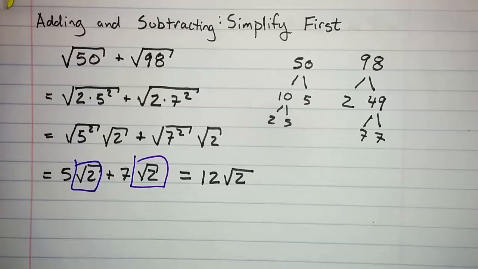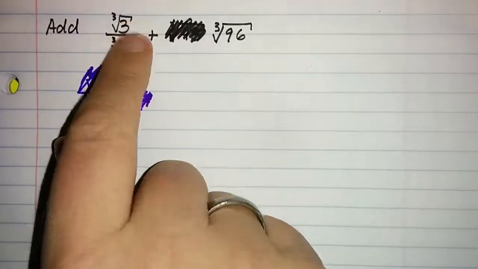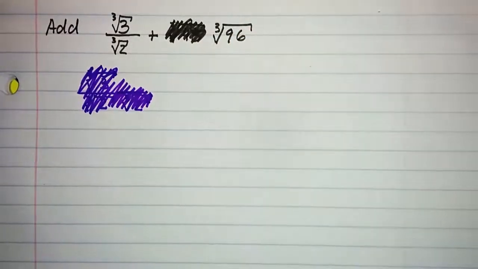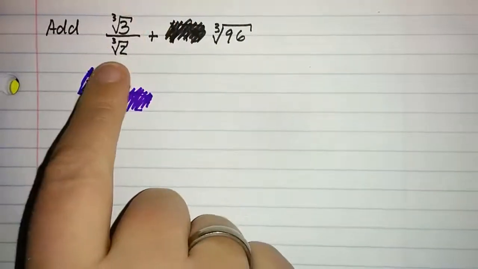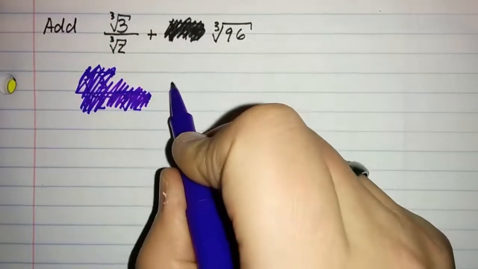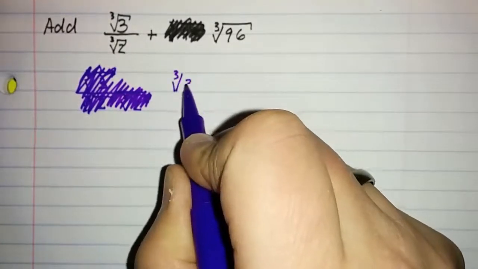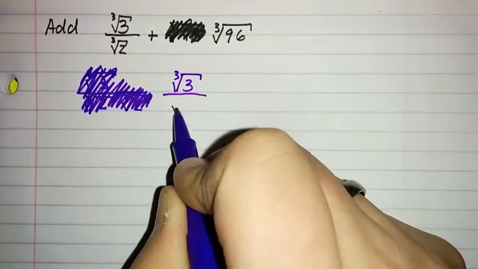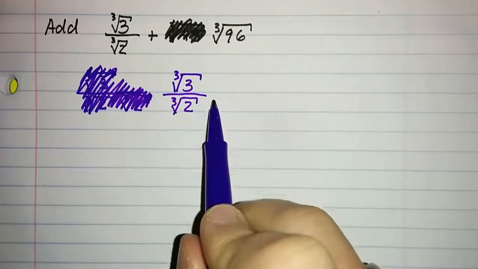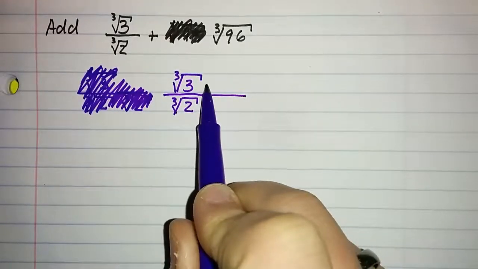Let's see another example. Let's say we want to add cube root 3 over cube root 2 plus cube root 96. These definitely don't look like radicals. But let's see what happens. This guy is complicated enough. I'm going to want to simplify these separately. I've got cube root 3 over cube root 2. I can see that if I combine these, I'm not going to be able to cancel any common factors. So I'm going to go straight ahead to rationalize the denominator.